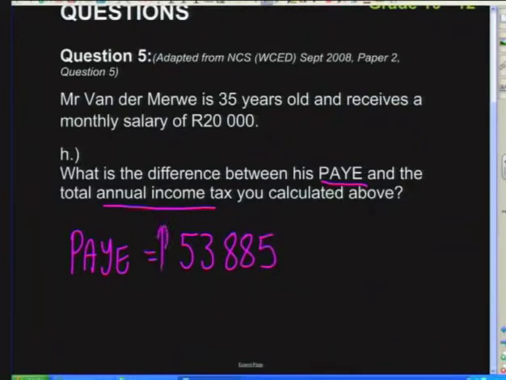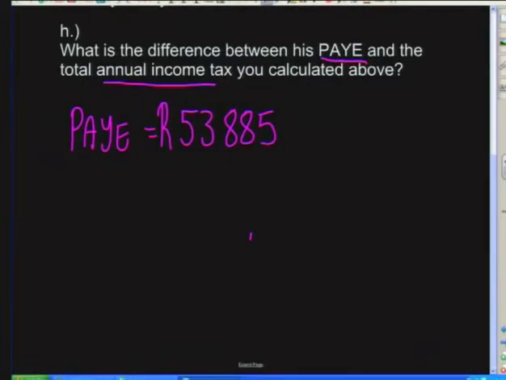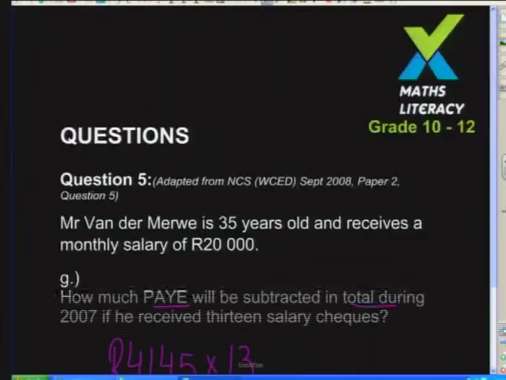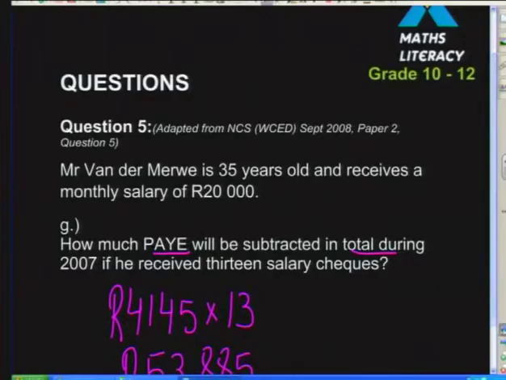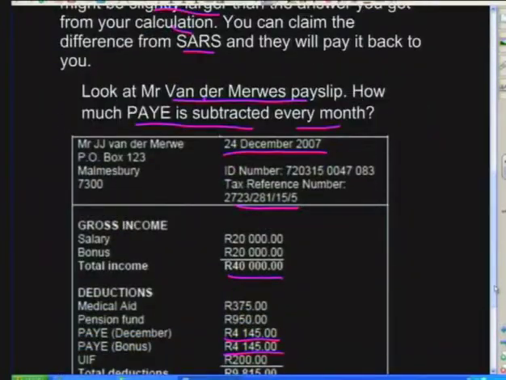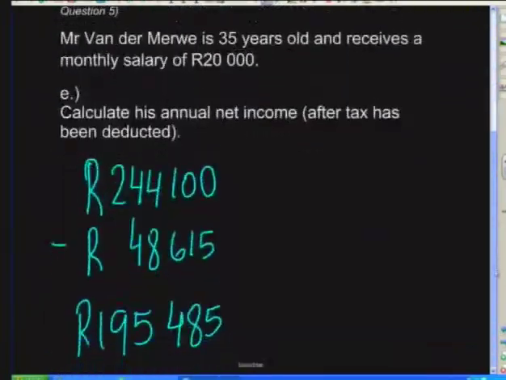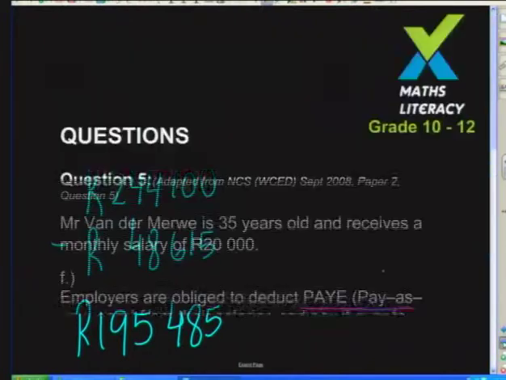And forget your units. Okay. The income tax that we had calculated earlier was 48 something. We need to go back to that. The question before this was 48,615. Let's move forward now.